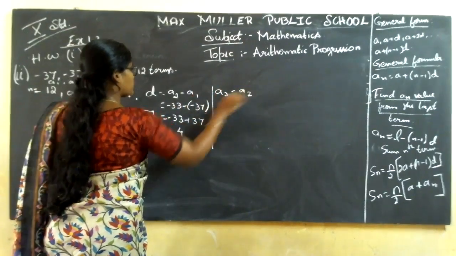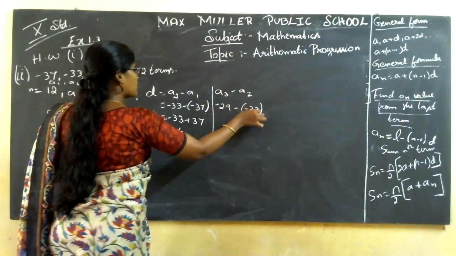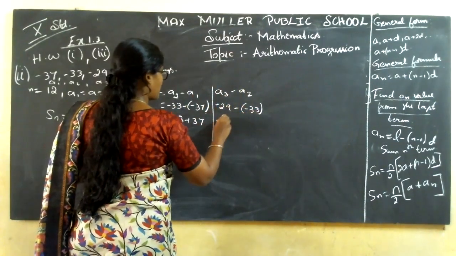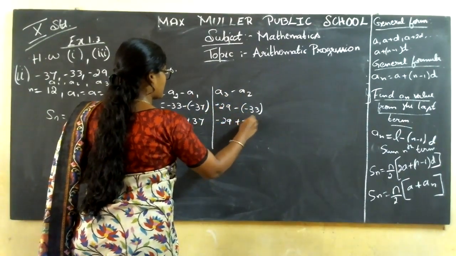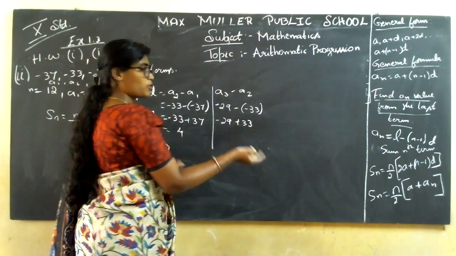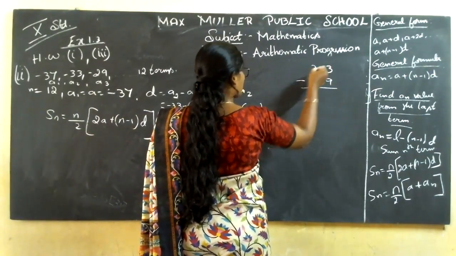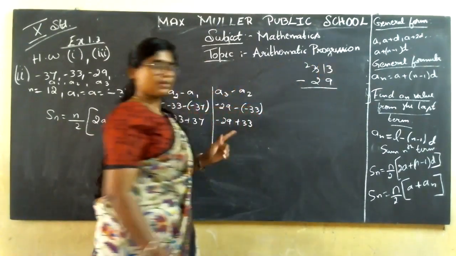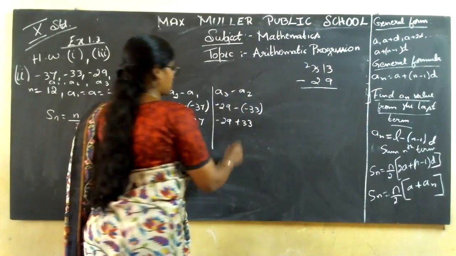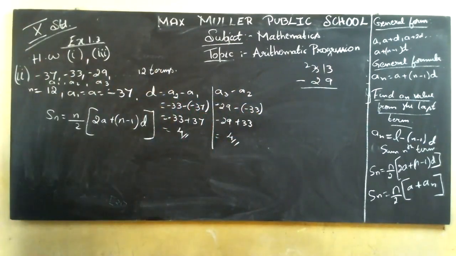A3 minus A2. A3 is minus 29 minus of minus 33. So it is how much, children? So minus 29 plus 33. Here 9 is greater and 3 is lesser. So if you subtract directly you get 6. No, that is not the right way. 33 and 29. So 9 plus 3 is 12. 12 plus 1 is 13. So here also it is 4. Clear? So now D value got 4.